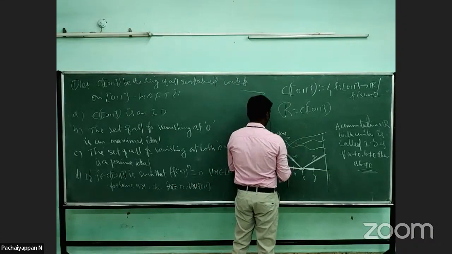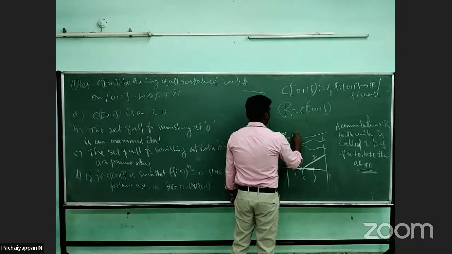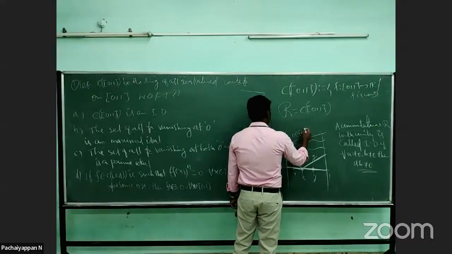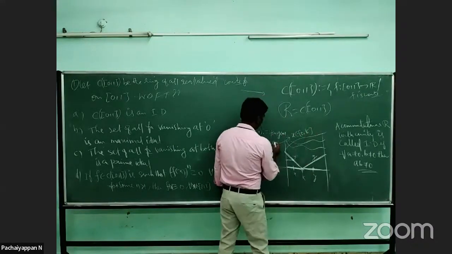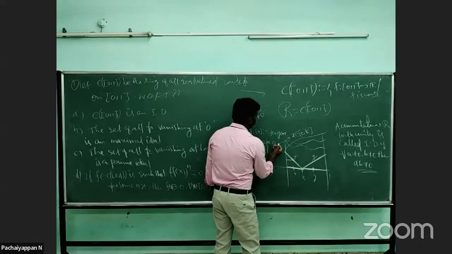This is defined. Zero belongs to zero to k only. Zero, not to zero. x belongs to zero to k. The function product will be zero. Okay.